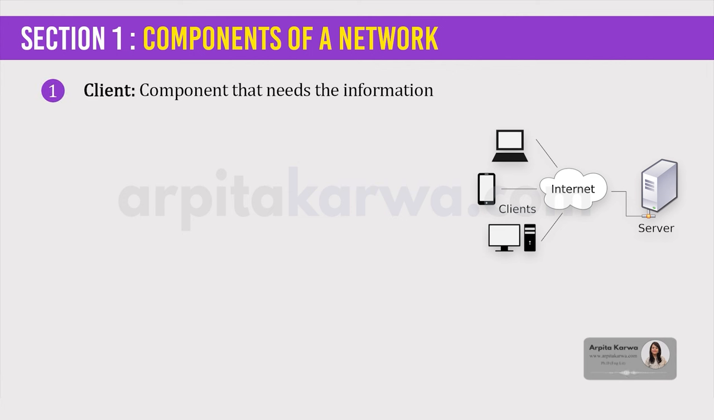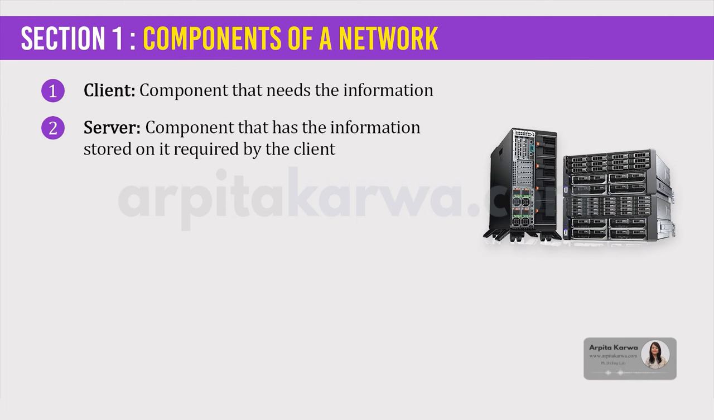Any computer that is part of the network is called a client. So, the component that requires the information, which asks for the information, is called client. Now, if someone needs information, someone else has to provide it. The component that provides the information is called a server. Server is the computer that has the desired information, files, data, and networking operating system.